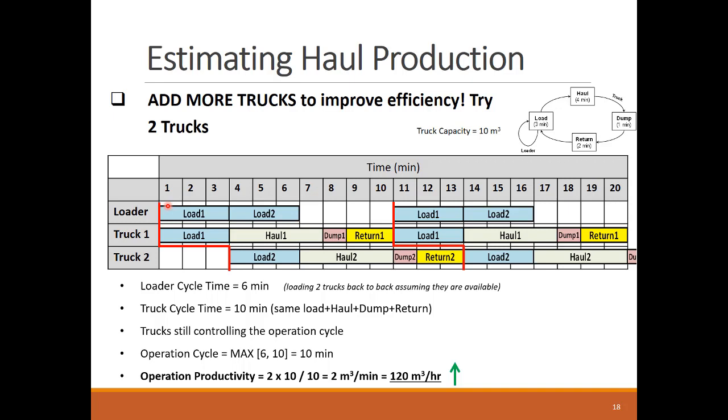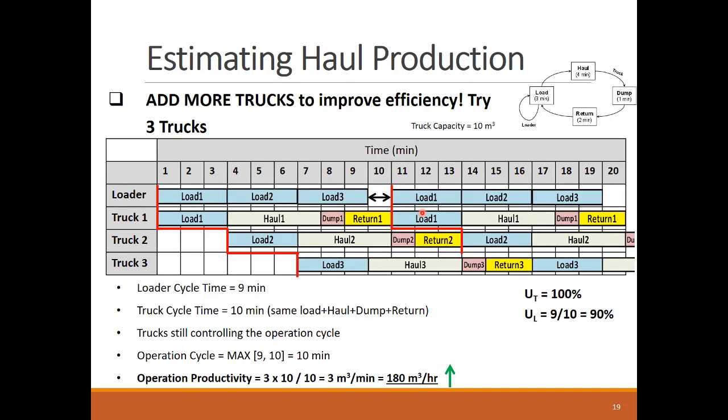We can also conclude that we improve the utilization of the loader from 30% to 60%, but it's still idle 4 minutes between loading the second truck and loading again the first truck.